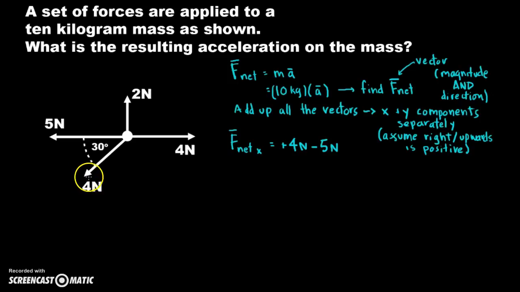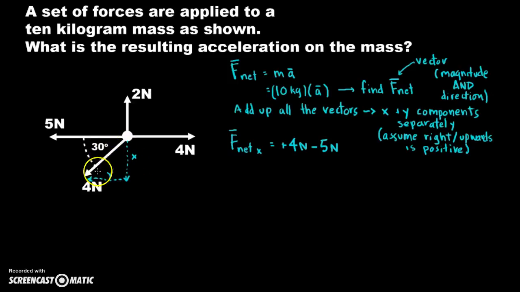The 4 newton is at an angle, so it's not pointing directly right, left, or up and down. It's actually made up of two parts. I'm sure some of you already know what you have to do here. But what we're looking at is saying, well, wait a minute, the 4 newton is made up of an x component and a y component itself.